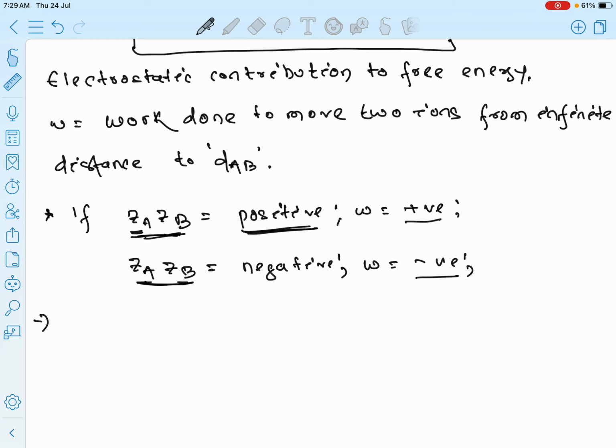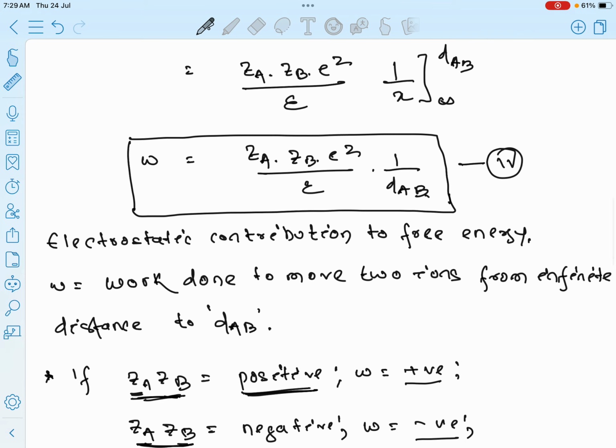Next point. Okay, now we have this work done, we have calculated only for the electrostatic contribution. But actually, in ionic reactions, there is not only an electrostatic contribution, but also some non-electrostatic contribution. That means what is happening to the solvent, the rearrangement of the solvent medium.